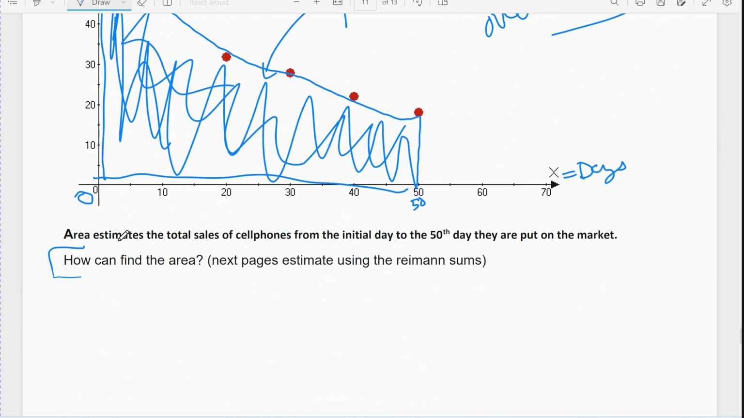All right, well, how can we find this area? We're not even given a function this time. We're just given points that I've plotted. So how do we find the area? Well, the only way that we can do this is using the Riemann sums.